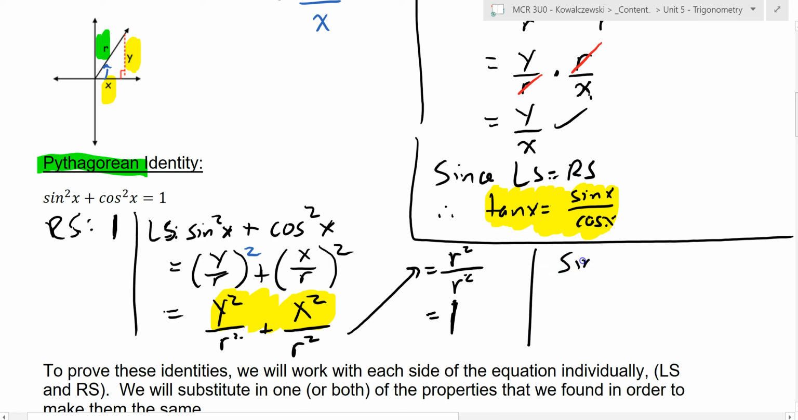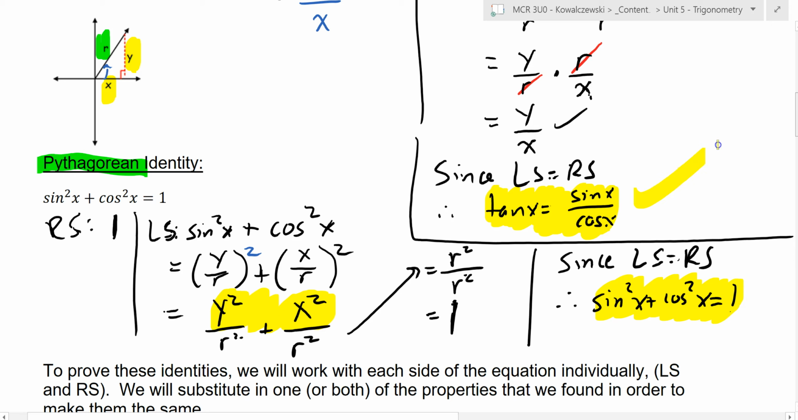So since left side equals right side, therefore, for any value of x, sine squared x plus cosine squared x equals 1. So this right here is another identity that we can use for future questions because we know that this is always true. So you're going to have to commit these two identities here and here to memory.